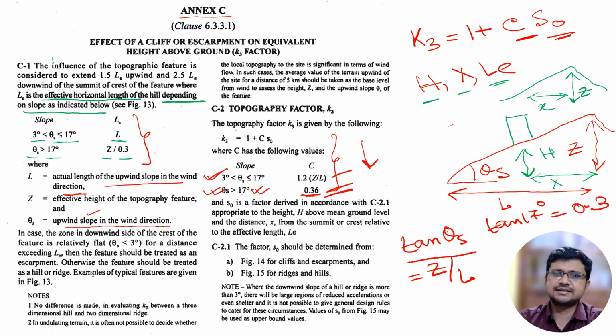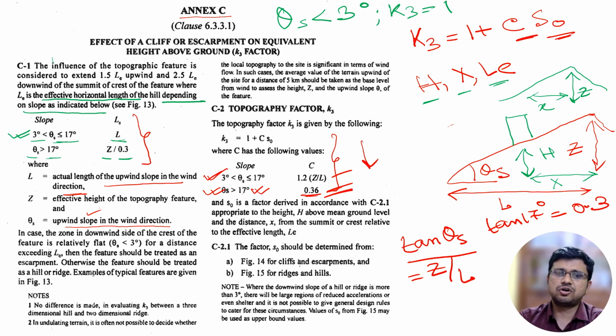If our theta s is less than 3 degree, then we know that K3 equals 1, and at that time no calculation is required. So two particular cases we have to remember. One is when theta s is in between 3 to 17 degree, at that time LE will be equal to L. And when theta s is greater than 17 degree, at that time LE will be equal to Z by 0.3.